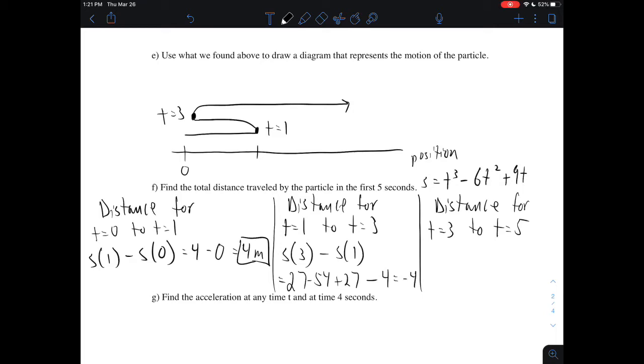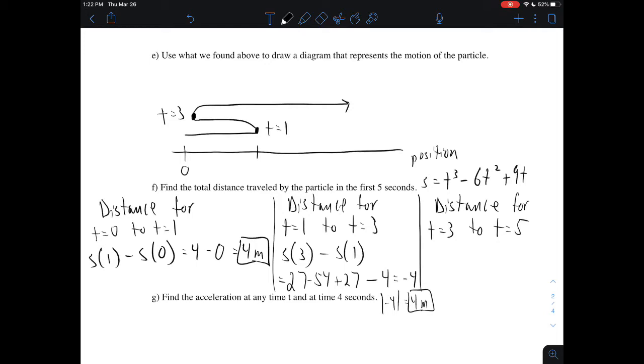But here, think about this for a little bit. This just means that the particle was traveling 4 meters in the negative direction. So it actually makes sense if we use the absolute value of negative 4, so that way we understand that's how much distance was traveled. It was just in a different direction.